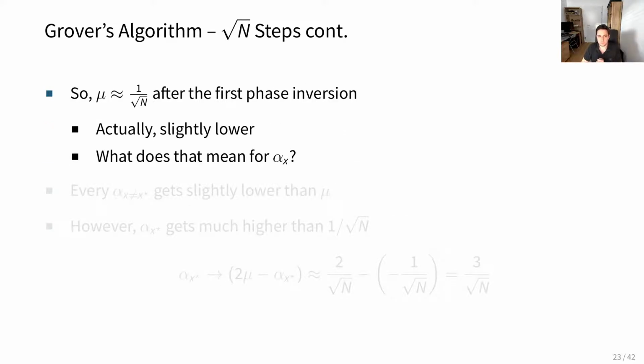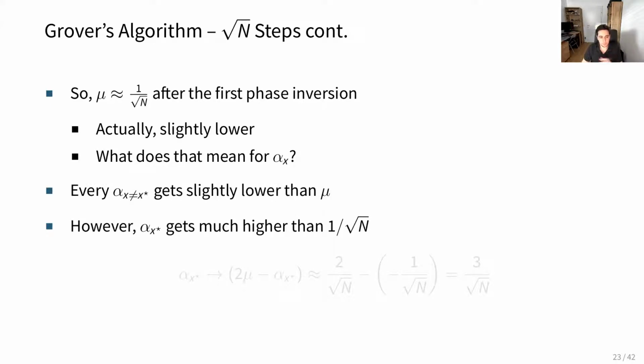So what we see now is it's actually slightly slower, but it's very close to it. And what does that mean for our alpha x, for our weights? Well, every unwanted weight gets slightly lower than our original mean, and the difference is very, very tiny if we have a large n. But our wanted x gets much higher than 1 over square root of n.